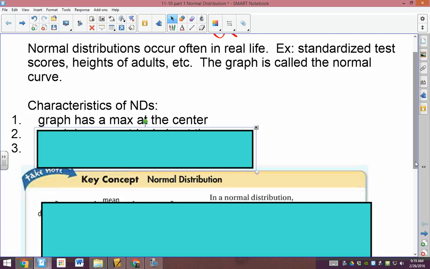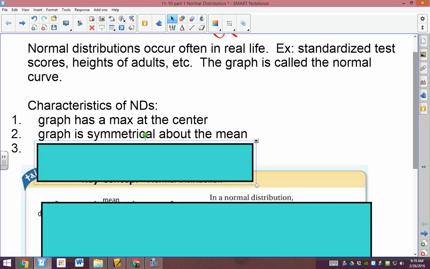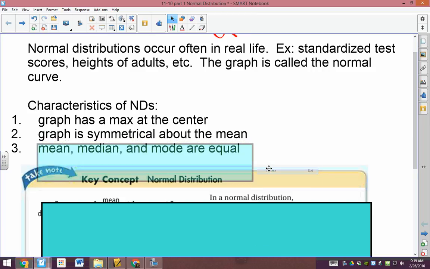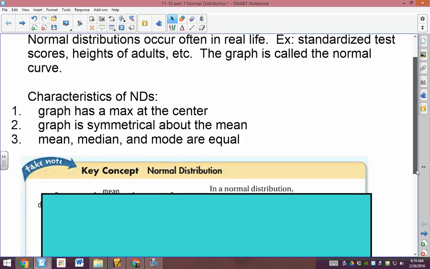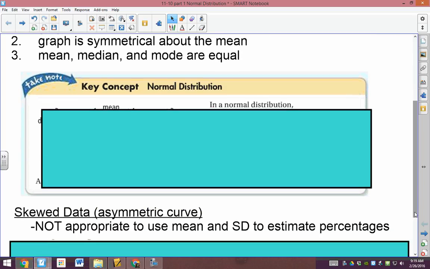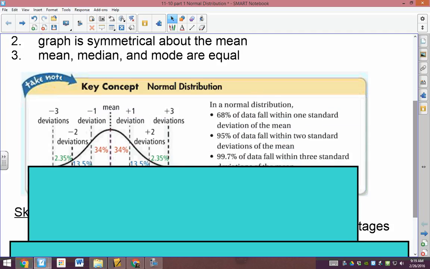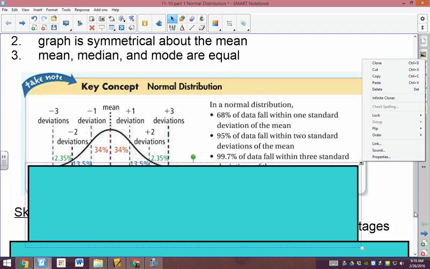They have certain characteristics. The graph has a maximum at the center, and the graph is symmetrical about the mean, meaning it's equal on both sides, and then there's a mean, median, and mode, and they're all equal. I always find that interesting. The mean, the median, and the mode are the same. All right, so this is an example of the normal curve.